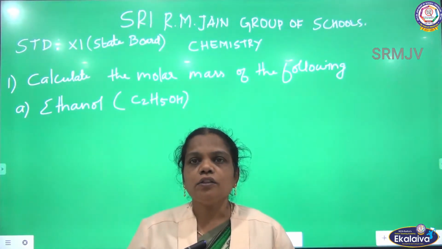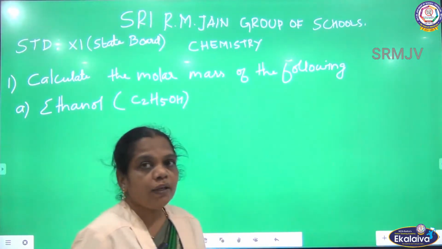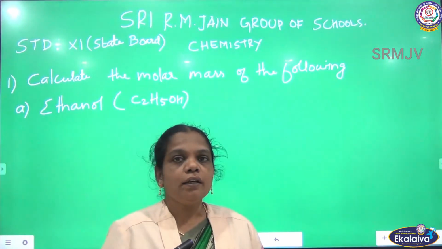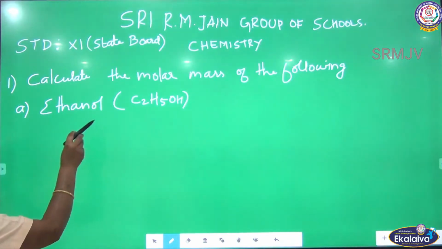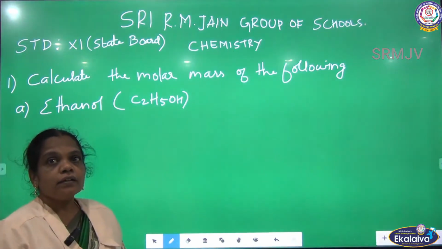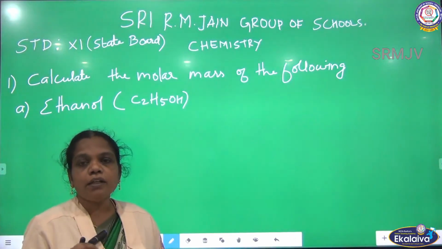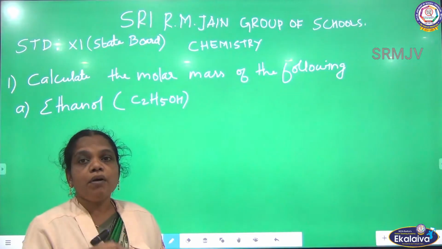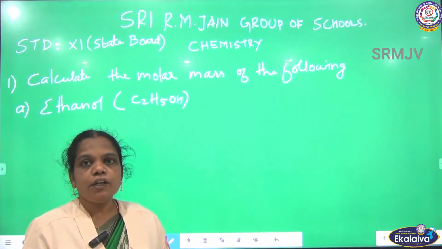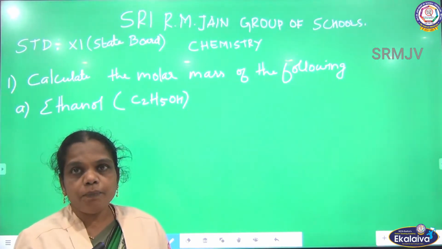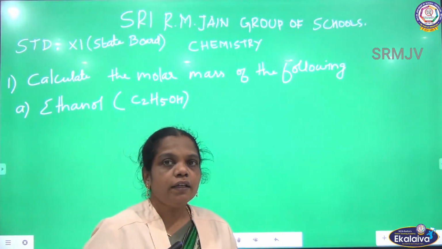Today's class we are going to calculate the molar mass of different compounds. So what is the molar mass, or you can say molecular mass. For example, let us see the molecular mass of ethanol. Ethanol is C2H5OH. How to calculate the molecular mass or the molar mass? Sum of the mass of the individual atoms, that's all. You sum up the mass of the individual atoms, and you get the mass of the molecule or the mass of the compound.